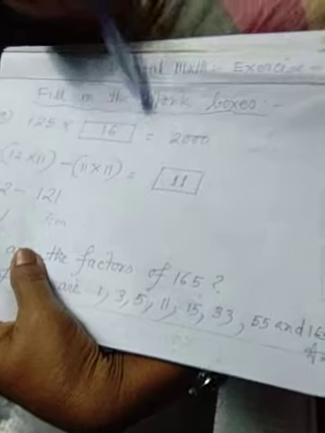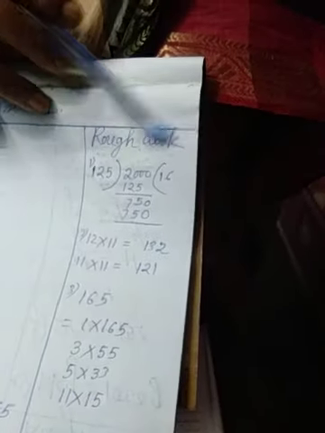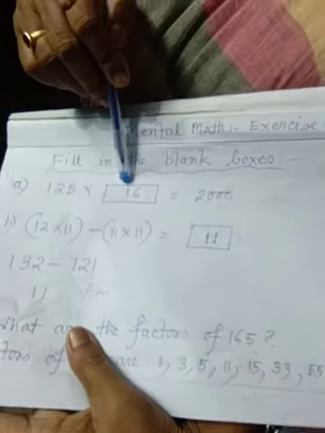Chapter 1, fill in the blanks. 125 into blank equal to 2000. 2000 divided by 125 is 16. You put 16 in the blank box.